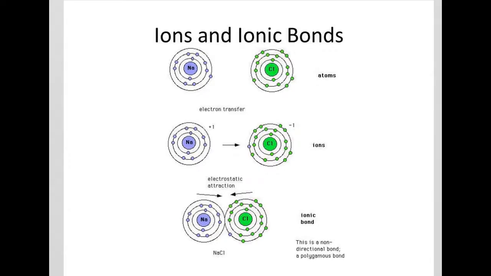So this is just a larger image of that. Sodium gives one of its outer electrons to chlorine. Sodium now has a +1 charge, and chlorine has a -1 charge. They are then attracted to each other, and we get sodium chloride, which is actually salt, table salt.